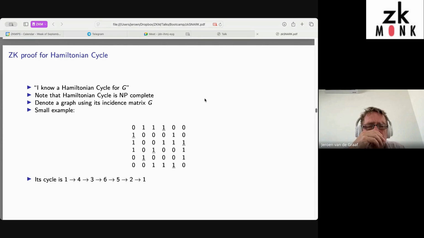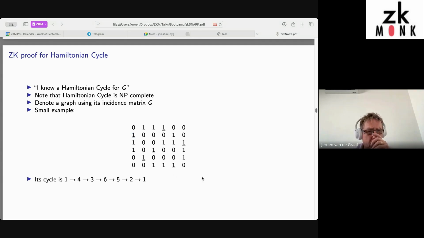What we're going to do is represent the graph using its incidence matrix. This is a toy example, and I'm showing you the Hamiltonian cycle. The cycle is underlined. You go from 1 to 4. From 4, you go to 3. From 3, you go to 6. From 6, you go to 5. From 5, you go to 2. And from 2, you go back to 1.